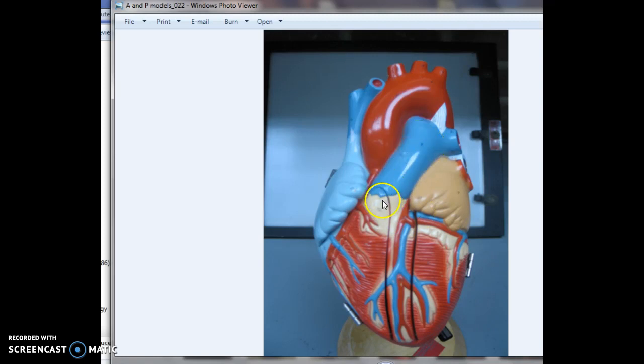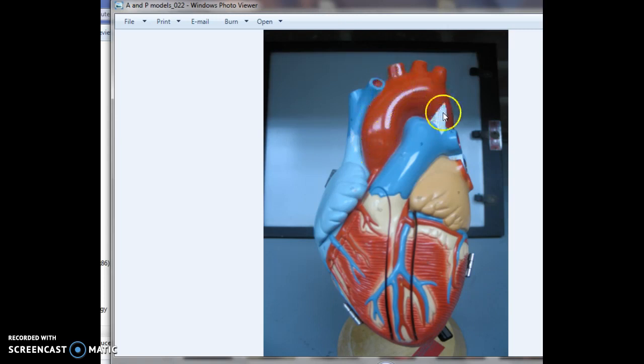Now, this blue thing coming off is actually an artery. It's the pulmonary trunk branching into the left and right pulmonary arteries. That's coming from the right ventricle, which is under here. So this is an artery because it has the same layers as an artery, and it is going away from the heart. So don't let its blue color confuse you. So again, this is the pulmonary trunk, this is the left pulmonary artery, and this is the right.